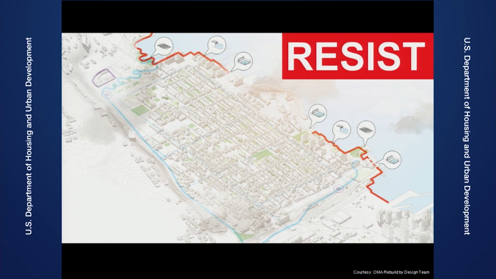HUD has provided funding to help implement the resist element of the strategy, shoring up the breach points where Hoboken borders the city of Weehawken to the north and Jersey City to the south. Similar to the other winning proposals, this strategy proposes coastal protection that is segmented and customized to respond to the various edge conditions along the Hudson River.